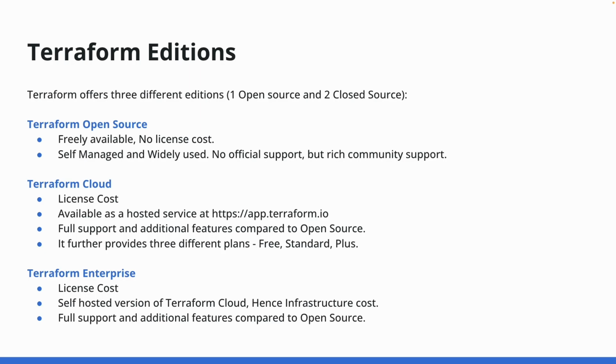The two closed source editions of Terraform are Terraform Cloud and Terraform Enterprise. Both come with a license cost. Terraform Cloud is available as a hosted service at app.terraform.io. Full support and additional features are provided as compared to open source. The support is limited to the standard and plus plans of Terraform Cloud, as Terraform Cloud is available in three plans: free, standard, and plus. So the full support and additional features are available in the standard and plus plans.